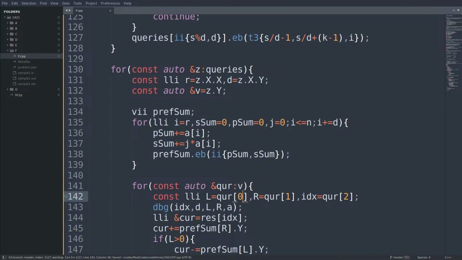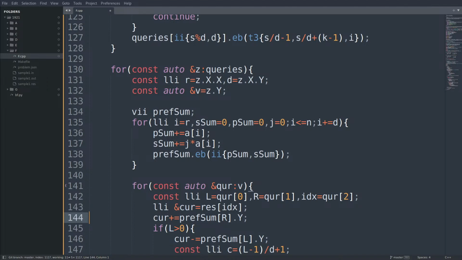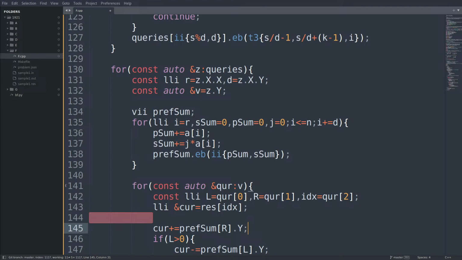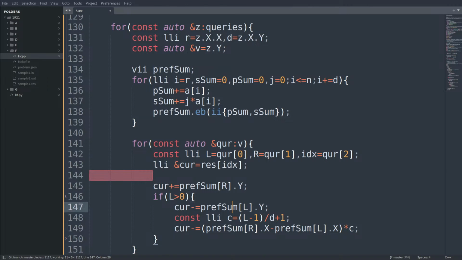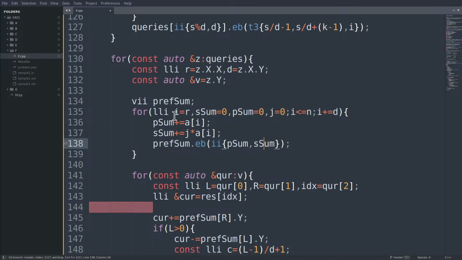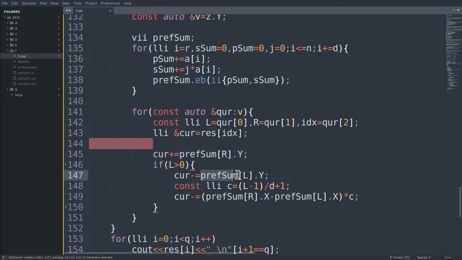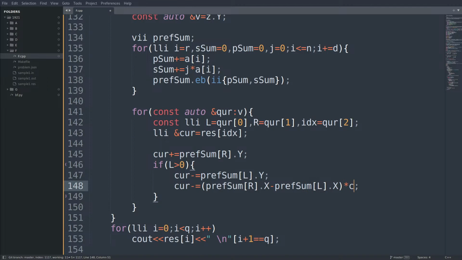Now I iterate on all the queries. I have left pointer, right pointer, and where I should have the final answer. The final answer should be R minus S. And then if L is greater than 0, the second sum was S sum, like the weighted sum I had. And here you multiply by the left coordinate.